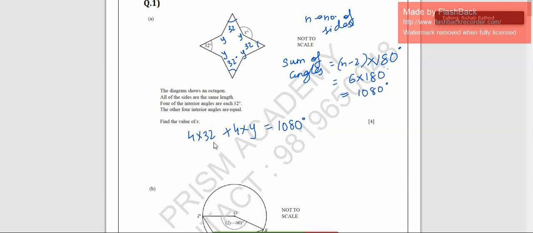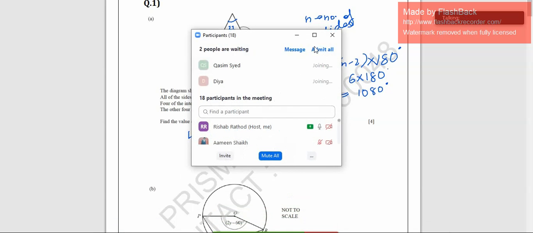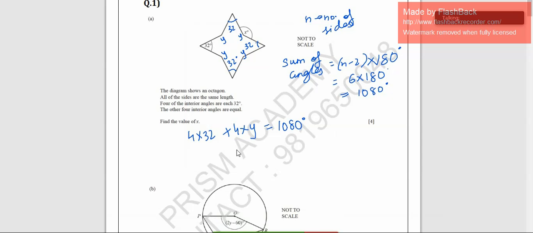Correct or not? Yes, sir. We just now simplify this. 4 into 32 is 128. So 4y is equal to 1080 minus 128. Correct? So you get y.